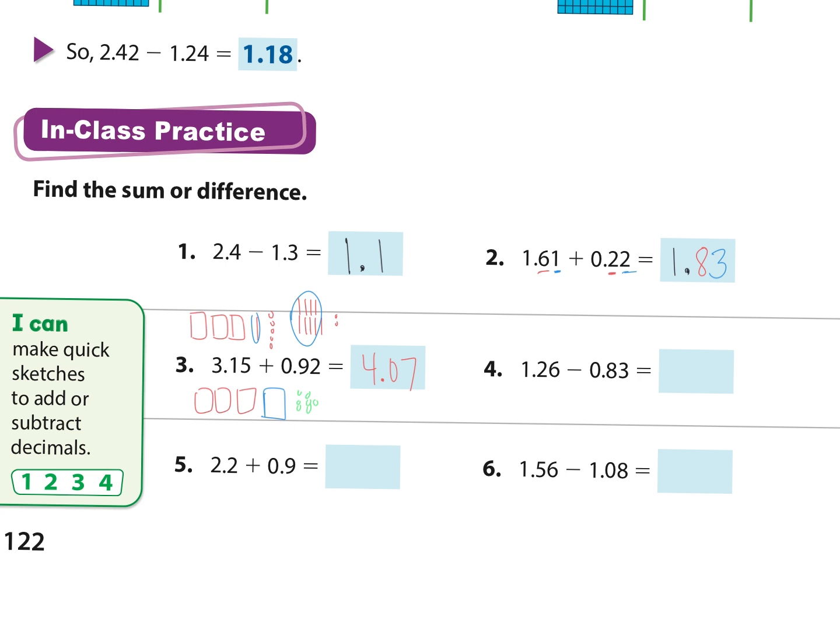Okay. Looking at the next one, 1 and 26 hundredths minus 83 hundredths. Okay, well, this one's tricky. But what are you noticing? Is anybody noticing anything at all? Jeb, what are you noticing? We're going to have to add another flat because 8 plus 2 is 10. I'm not adding, though. I'm subtracting, so we're going to take away? Yeah, I gotta take something away. But I can't take away 8 from 2, because this is what it would look like.